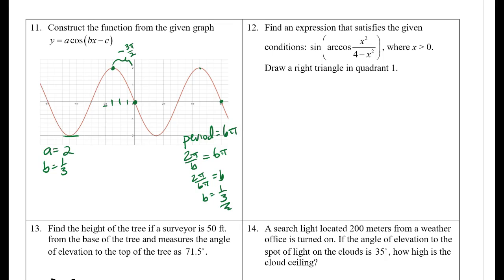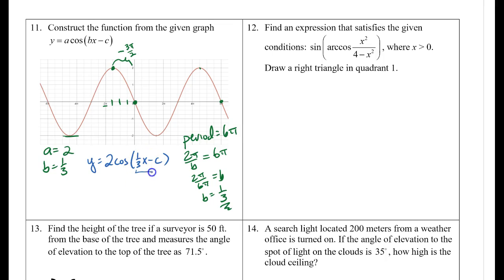If I plug in what I know, y equals 2 times 1/3 x minus c. It'd help if I wrote the entire function. Let's try that again. 2 cosine of 1/3 x minus c. I need to find that c value. Well, I know where my graph started. I have a known value on my graph.